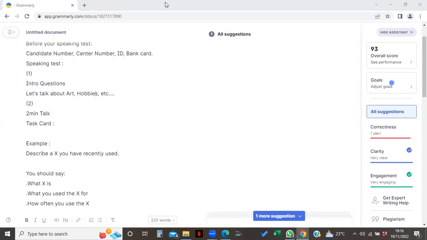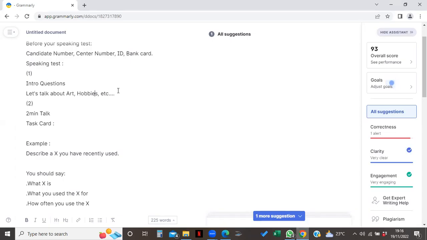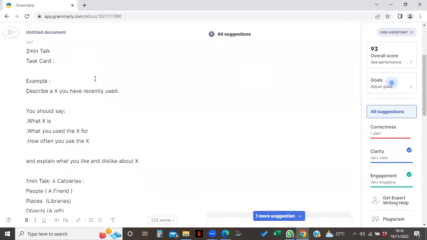So now segment number two is about a topic, right? So in this, you will be getting, let me open that, so yeah, a 2 minute talk. In that, you would be given 1 minute. You would be given a notepad and a pencil, 1 minute to make all the notes you want, and the talk would last around 1 minute 30 seconds approximately. Now, how will it be like? It will be like this, right? So this is the example of it.